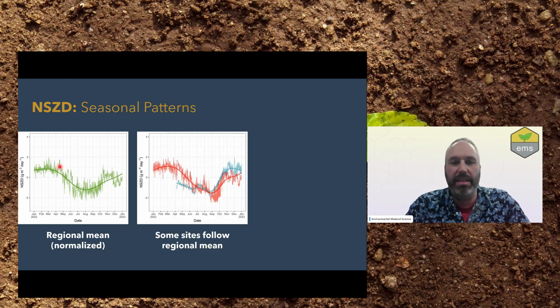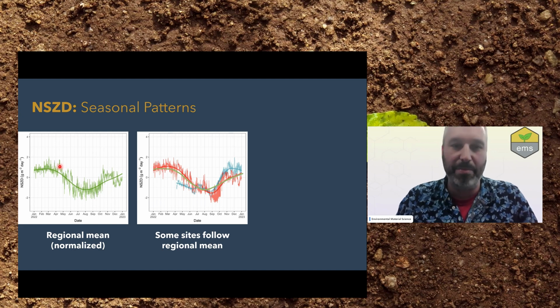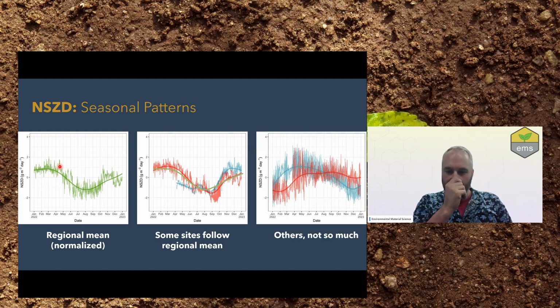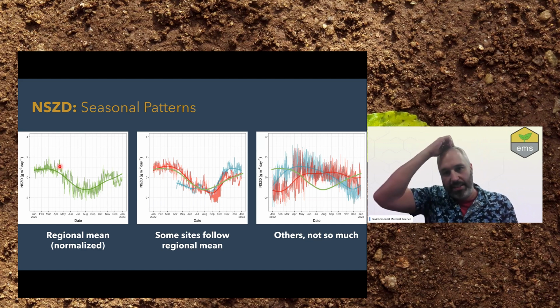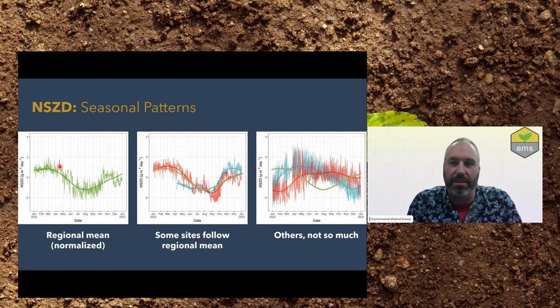If we look at a couple of sites, we see overlaying the regional mean that some of our sites show this. Okay, that makes sense. We are calculating a mean, but there are some sites that are completely the opposite. If we overlay that regional curve on there again, you can see they're doing the exact opposite pattern. Still potentially a peak in NSZD in spring, but just the variance through time is much different.